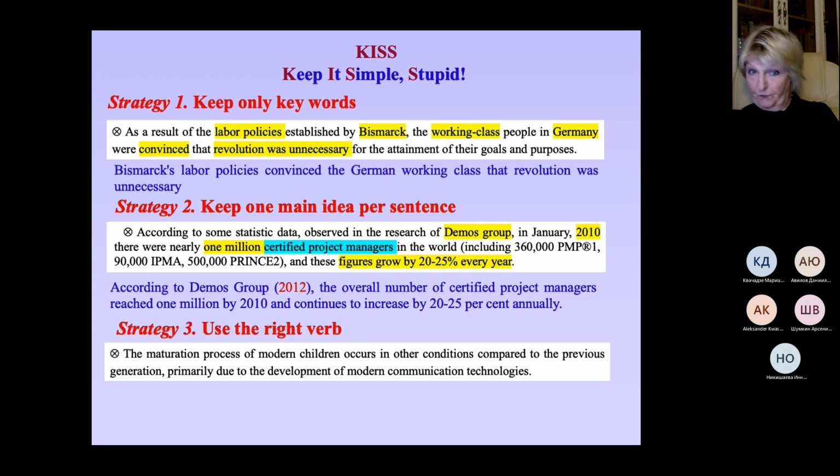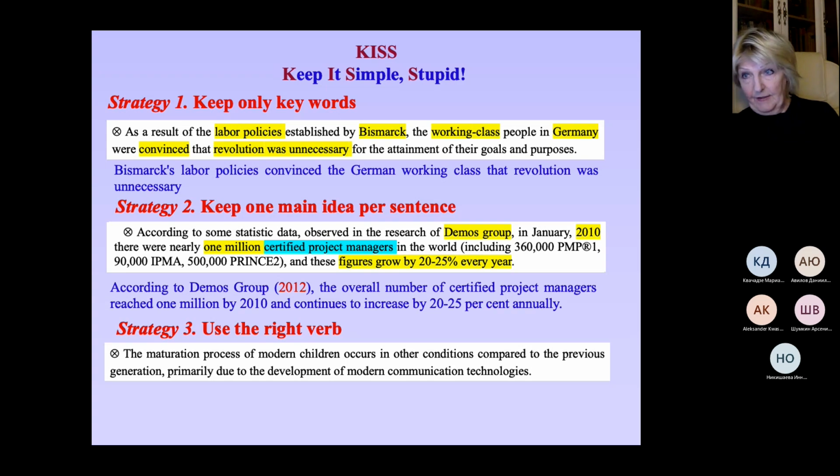Look at the sentence which follows. Maybe "differs" instead of "occurs in other conditions." First, where do we start? With the meaningful, important word, right? However, some words are wrong in themselves. In the case of Bismarck, and even in the second case, we used correct wording, but we reorganized the sentence to make it shorter, twice shorter, and much clearer.